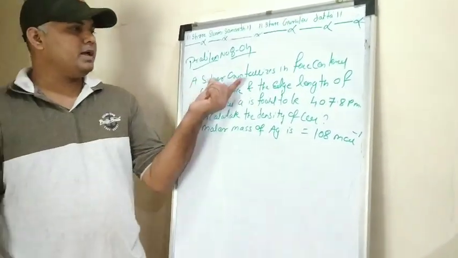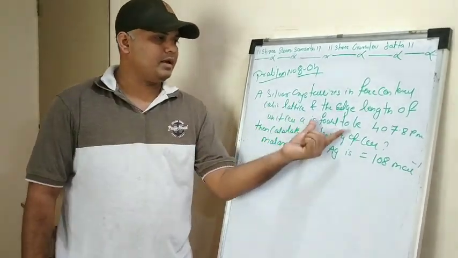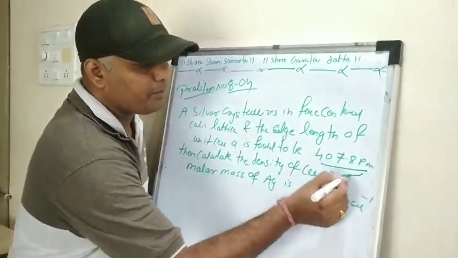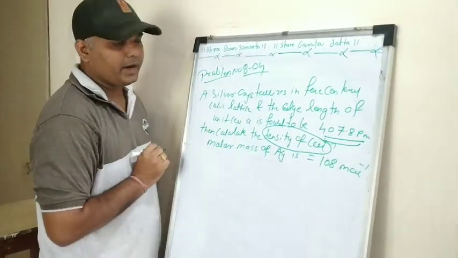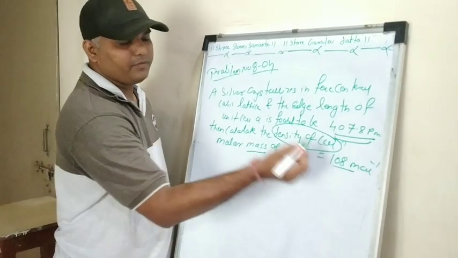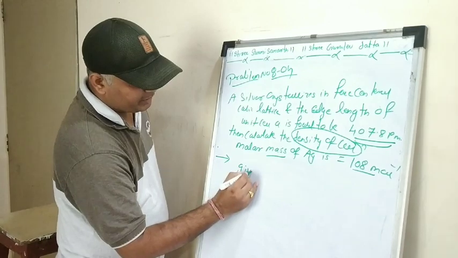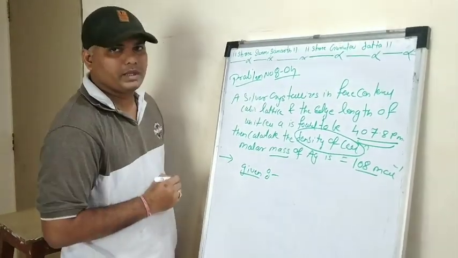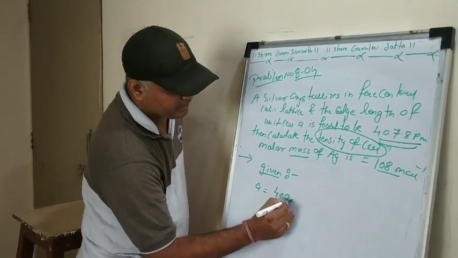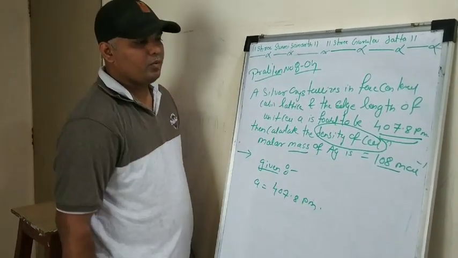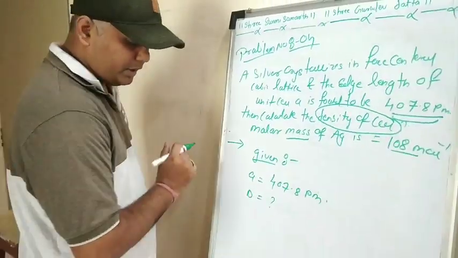You can see in the problem, silver crystallizes in a face-centered cubic lattice and the edge length of the unit cell is found to be 407.8 picometer, and we need to calculate the density of a unit cell, right? And the molar mass is already given, that is 108 per mole. So let's solve this problem. Step number 1 will be given. So what should be the given? Given should be edge length of the unit cell a, that is 407.8 picometer. What we need to calculate? We need to calculate the density, right?